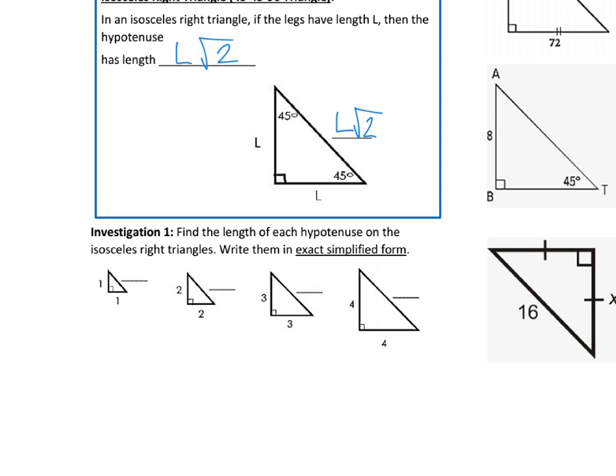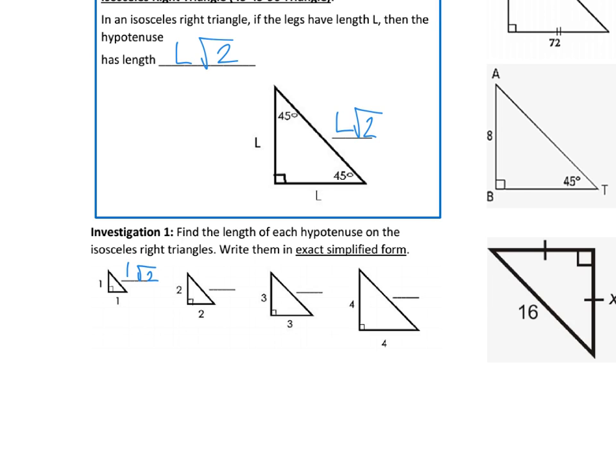So now we're going to go ahead and apply that here. Find the length of each hypotenuse on the isosceles right triangles. Write them in exact simplified form. So we noticed that for the first one, the two leg lengths are 1. So the hypotenuse length would be 1 square root of 2. So go ahead and try to do the other 3. Just take a minute and do those 3, please.